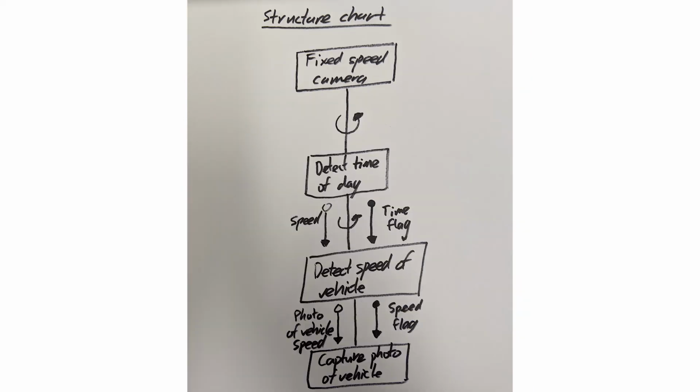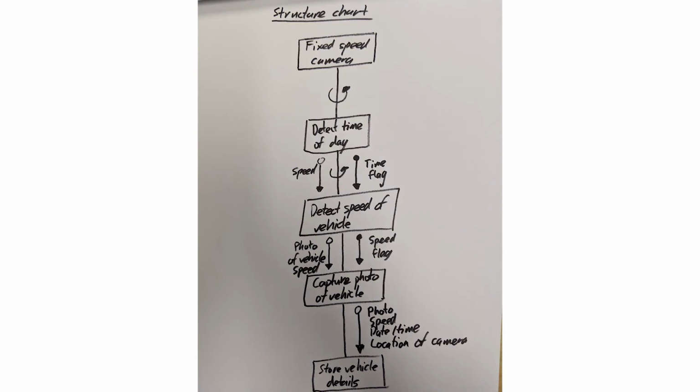We then move on to the third process. So the second process, which is the detect speed of vehicle. We know that from that we have a speed flag and a photo vehicle. Notice how we're using the hollow arrows for data, and we're using the solid for any flags or Boolean values. It's really important. The next process we have is the capture the photo vehicle. And you can see there we get the speed flag, and we get the photo vehicle, and also speed. And then finally, we have the store vehicle details, and in there we have it should be a hollow arrow with the photo, speed, date, time, location of camera.